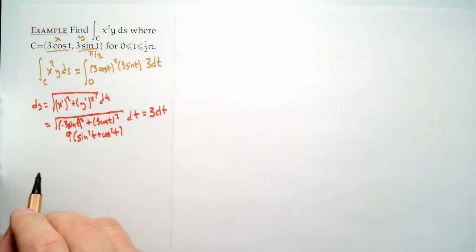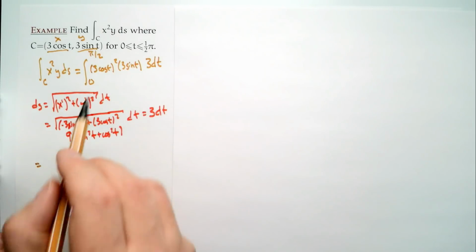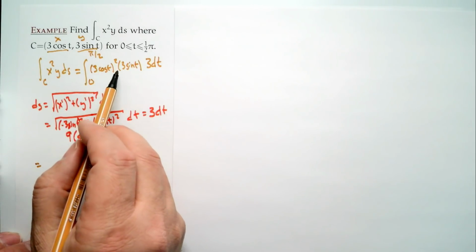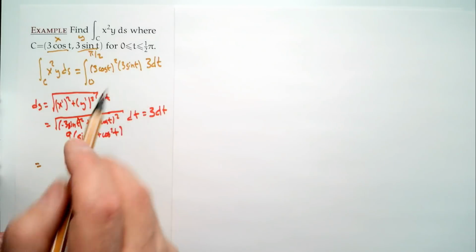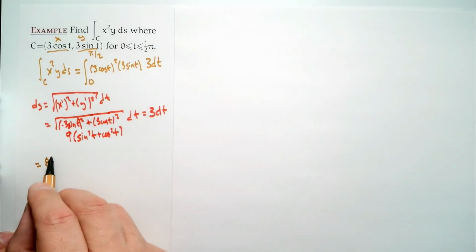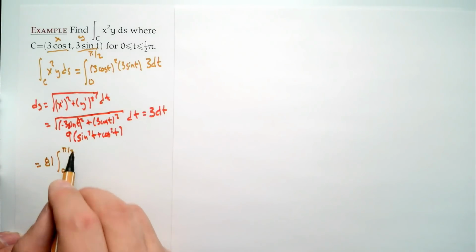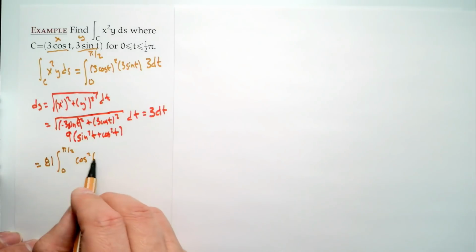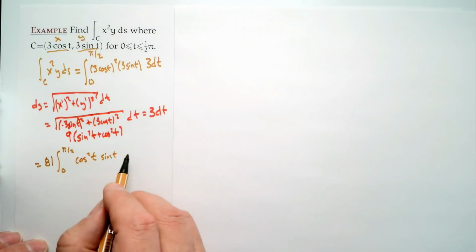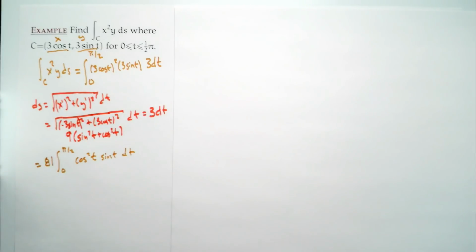Well, let's simplify. What do we get? We have 3 squared, which is 9, times another 3, times another 3. That's a lot of 3's. It's 81 of them. 81, integral 0 to pi halves, cosine squared t, sine t, dt. Now how would we actually integrate cosine squared times sine?